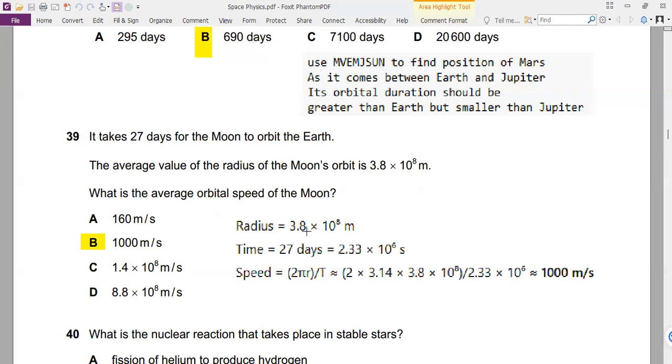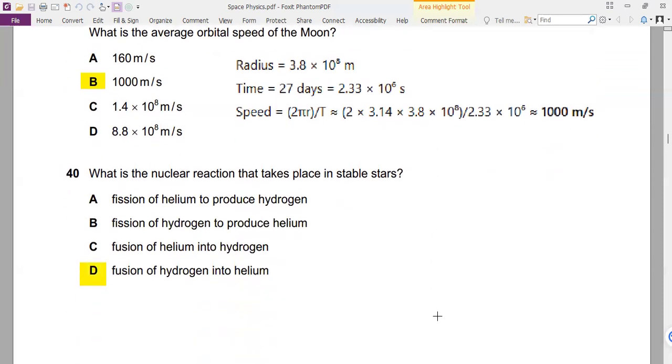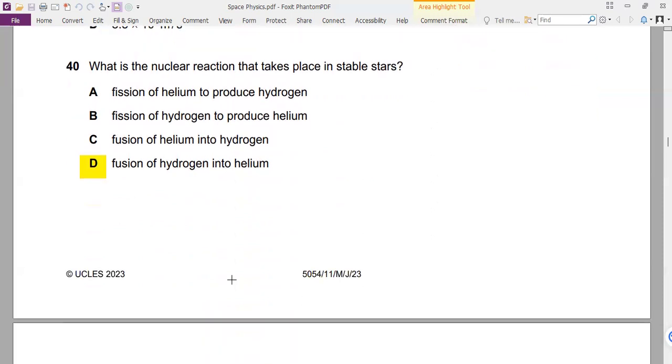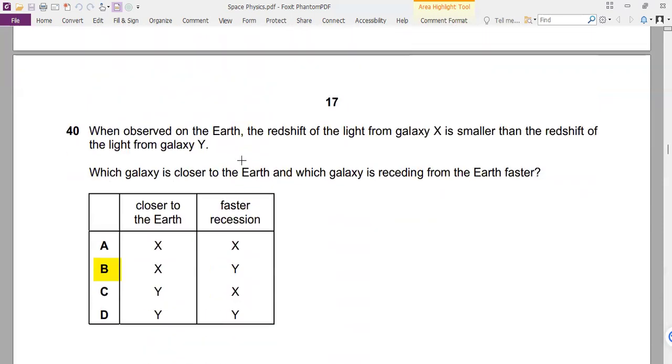Again, simple distance time formula here. You're asked the orbital speed. We're given the radius and the time. So you divide the radius by time to get the orbital speed. Nuclear reaction is fusion in stable stars.